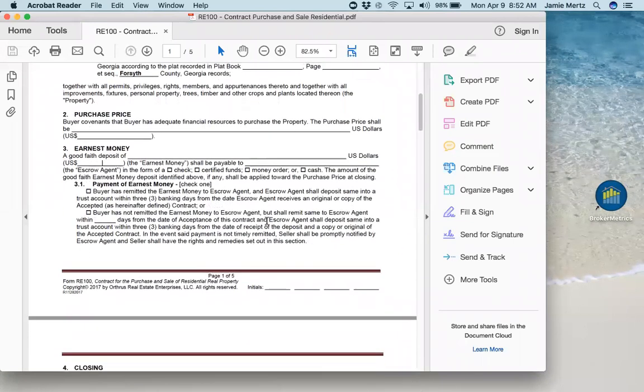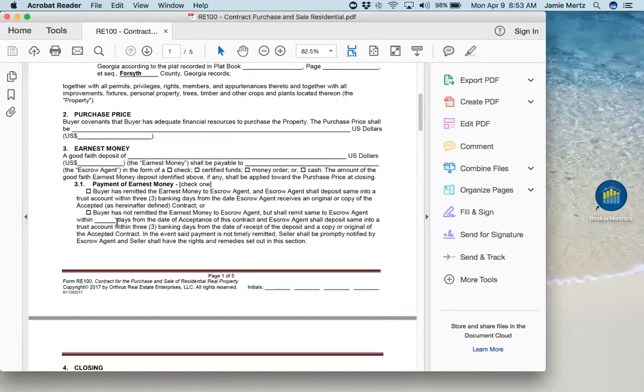And then you're going to state whether that earnest money is being deposited today, meaning at the time of the contract being signed by the buyer, they are giving you that earnest money check. If they are not physically giving you that earnest money check, then in paragraph 3.1, you should check box 2 where it says buyer has not remitted and provide the number of days that the buyer will be providing that earnest money. I recommend within 3 days of binding agreement date.